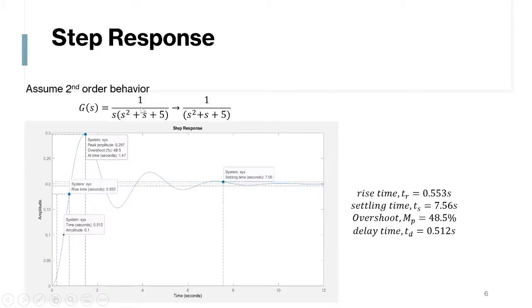The step response is obtained using MATLAB and assuming second order behavior. From there, the rise time is obtained, the settling time, the overshoot, and the delay time. The overshoot is the highest peak here, and the delay time is the half time to get to steady state. 0.1. That's the time at that point.